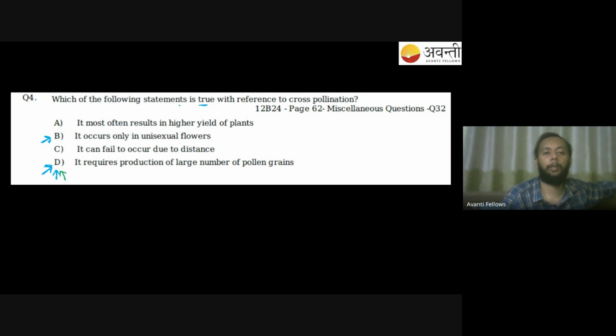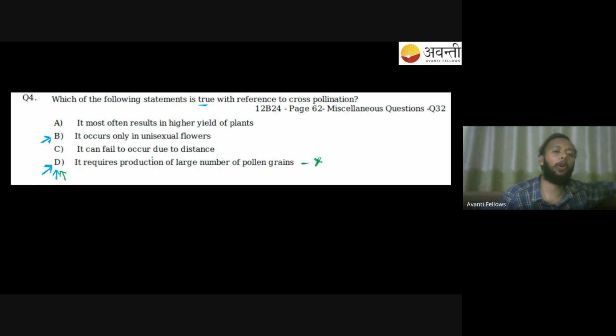पूछा है, which of the statements will be true with reference to cross pollination? It requires a production of large number of pollen grain. That is not going to be true all the time, right? Sometimes you can have only few number of pollen grains. You can have only 100 pollen grains and they will be transferred with the help of the insects. So that is not true in real sense. ये true नहीं है real sense के अंदर. Okay, that's one thing you have to know.